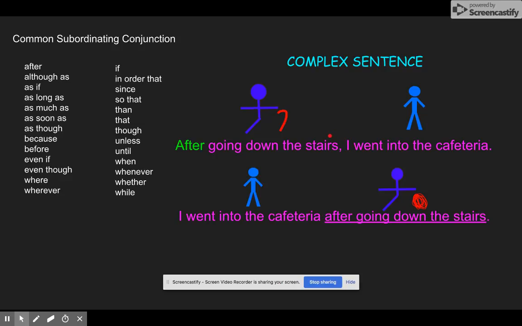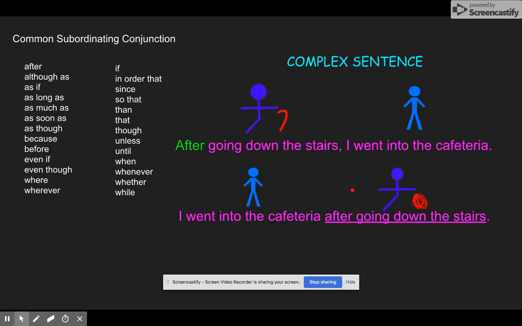You can also flip it around. I went into the cafeteria after going down the stairs. When you flip it around like that and the conjunction is in the middle of the sentence, you don't need a comma. And you notice again, the period acts like the little helper at the end of the sentence. So that's what we've learned about.